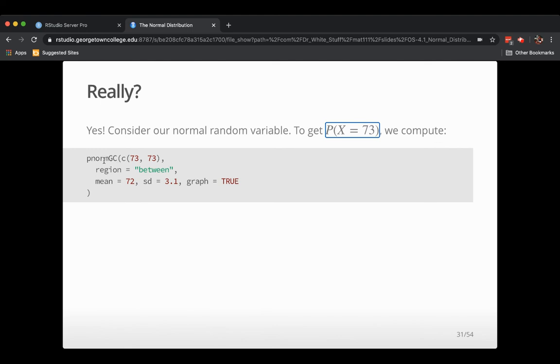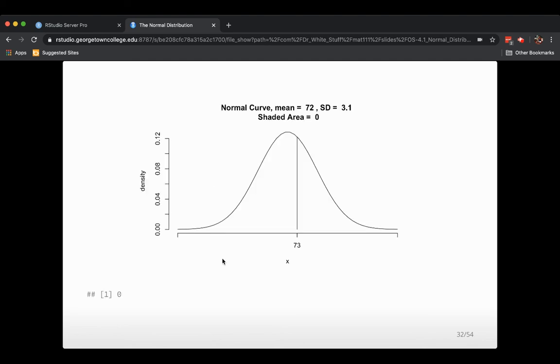Well, according to what we've learned, we would say pnormGC, our two boundary numbers, and they're both 73, region is between. So we're asking for the person to be between 73 and 73 inches. Mean and standard deviation just the same as before, asking for a graph. And check it out. The area underneath the curve from 73 to 73 would be the area of this vertical line.